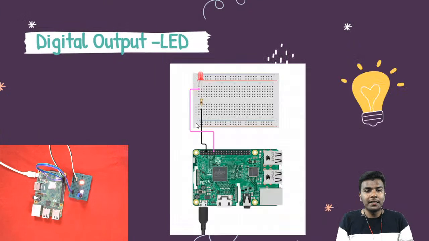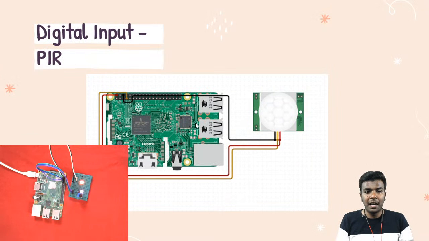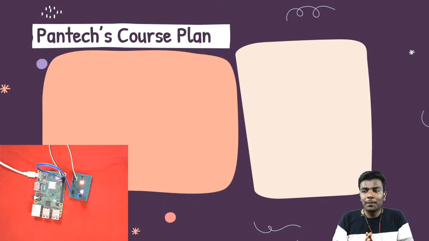Okay, so I hope you got this. So this is basically a digital output LED and a digital input PIR sensor, or any IR sensor. Definitely it's going to be the same. I hope you understand that. So that's up to the end of the session.